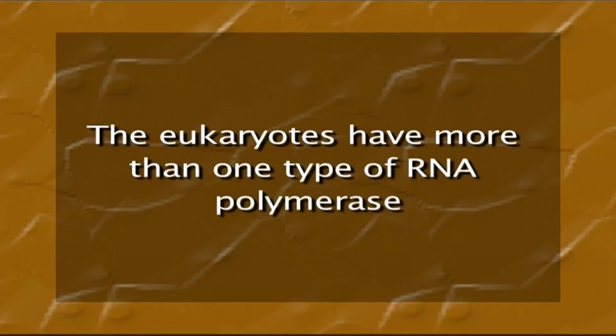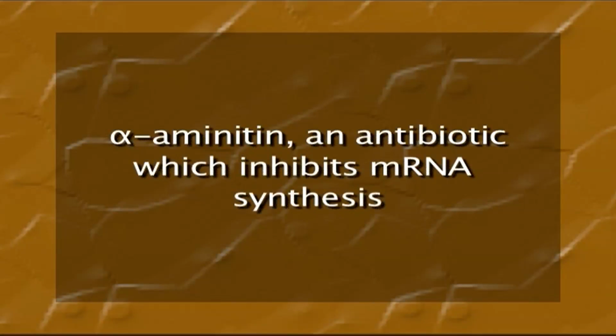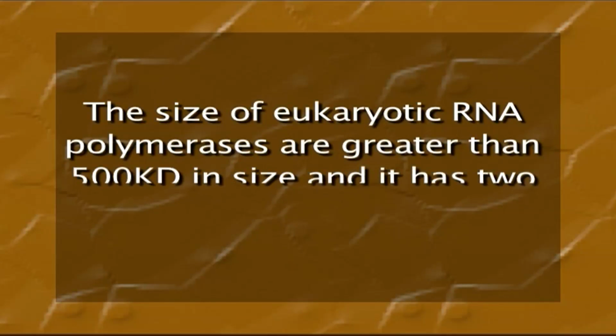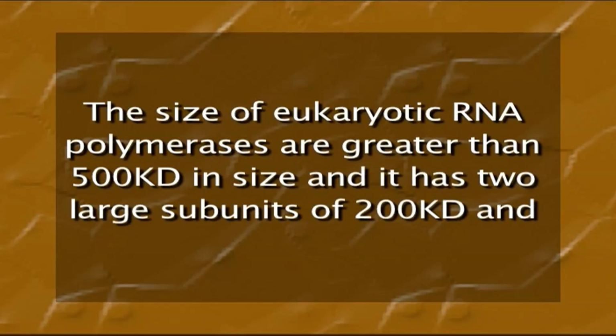The eukaryotes have more than one type of RNA polymerase. Based on the sensitivity to alpha-amanitin, an antibiotic which inhibits mRNA synthesis, 3 classes of RNA polymerases have been identified which are involved in transcription of different classes of eukaryotic genes. The eukaryotic RNA polymerases are greater than 500 kD in size, and each has 2 large subunits of 200 kD and 140 kD.